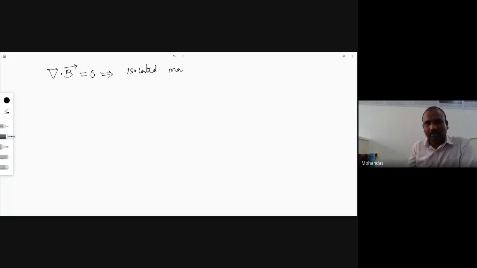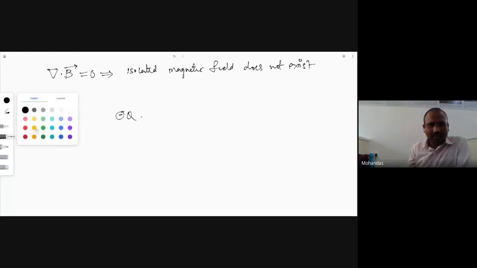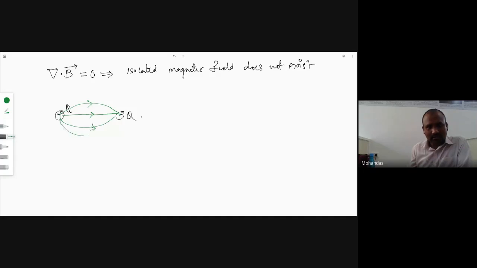Isolated magnetic field does not exist. That means, once again I will explain. If I take a plus Q charge here, and if I take a minus Q charge here, the electric flux lines are, listen carefully, starting from the positive charge and ending at the negative charge.